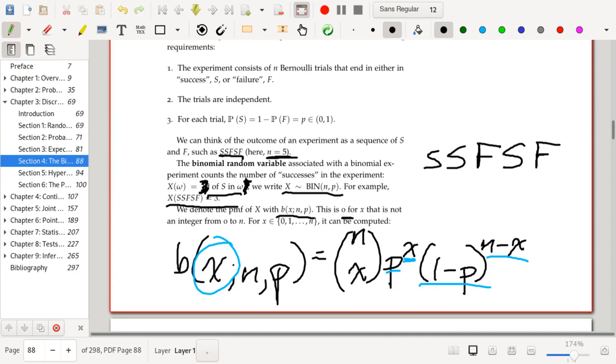But the thing is, there are a number of sequences where you could have 3 successes and 2 failures. For example, we could have SSSFF, or the other way around, like FFSSS, and so on. So we need to pick the positions in which successes occur and failures occur. Or we'll just simply pick the position of successes. If we pick the position of successes, we then know where all the failures occurred in this string. So we end up with n choose x, meaning out of n positions, choose the x positions where successes occur.